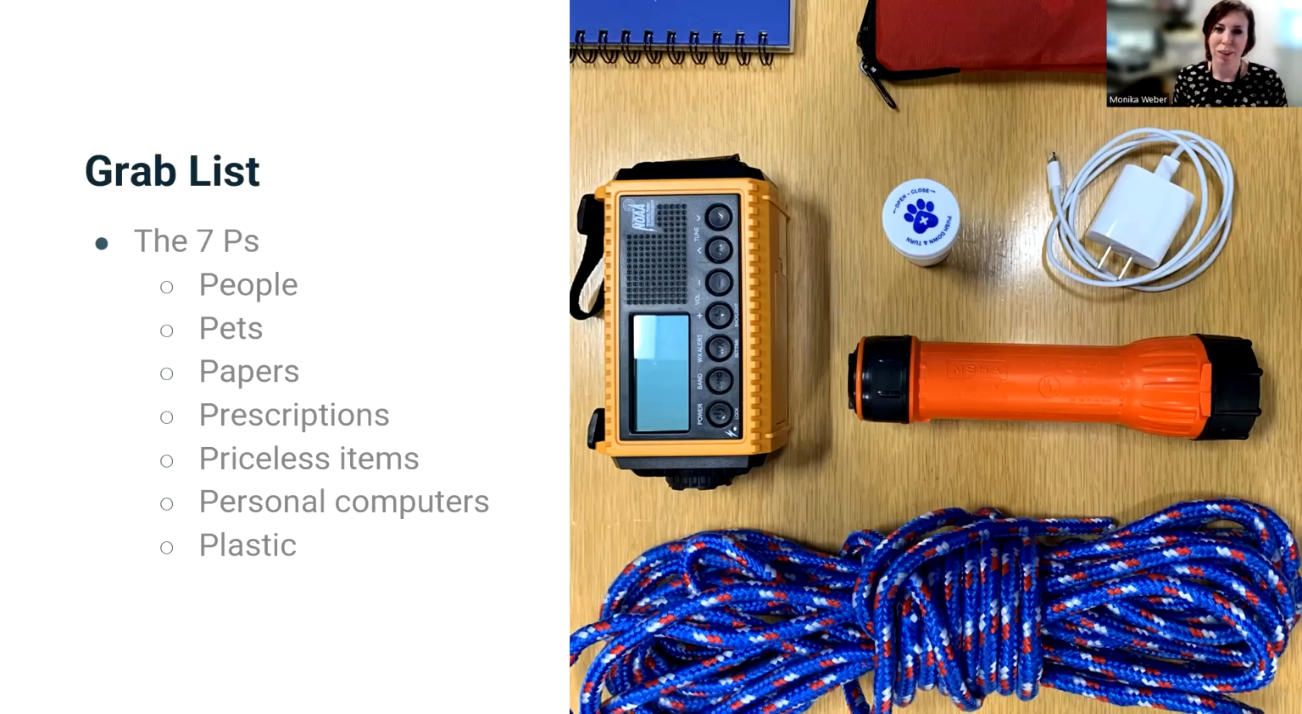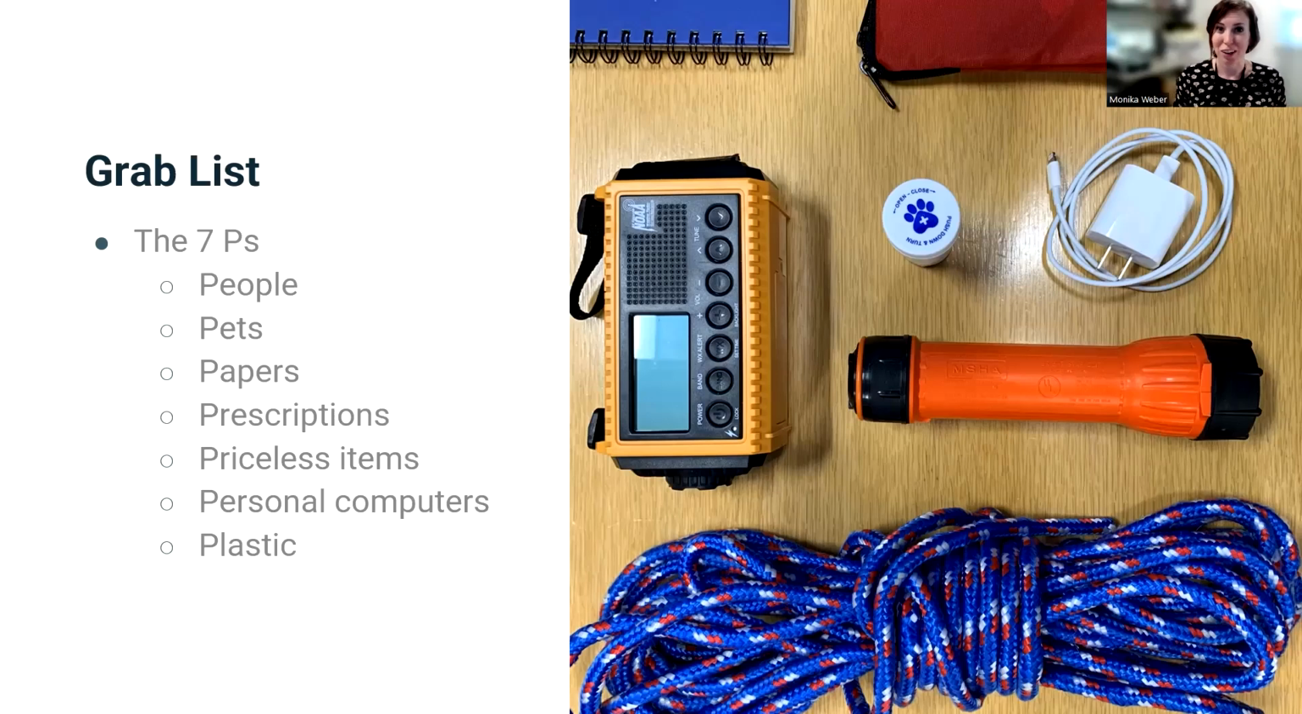And then the last two, rounding it out, are personal computers. So that's if you have a computer, maybe you have stuff backed up on a drive, you want to grab that and take it with you, add that to your list. And then plastic, which doesn't mean gather up your recyclables. Rather, it means, fits into the P mnemonic, but have a way to pay for things.